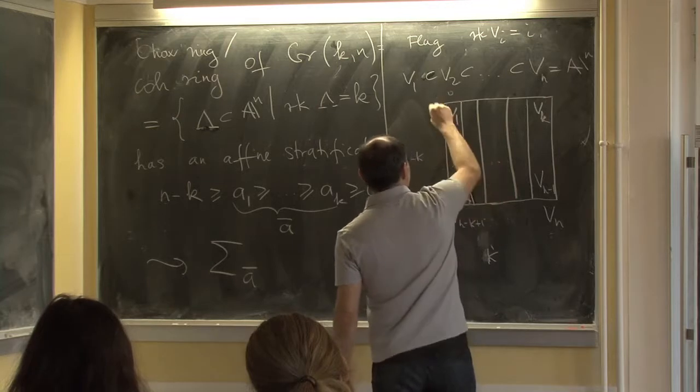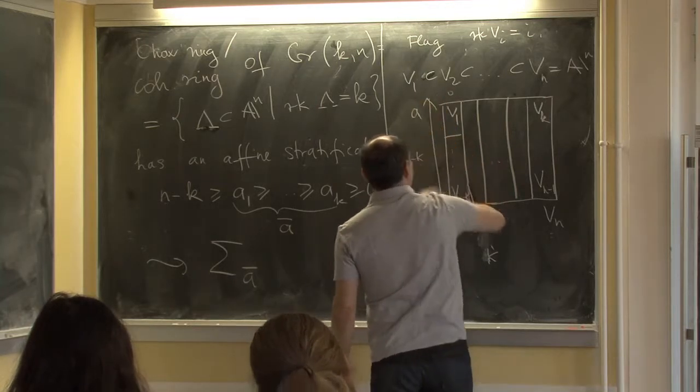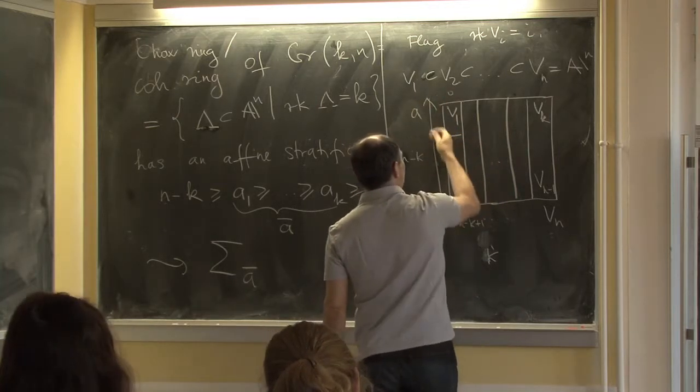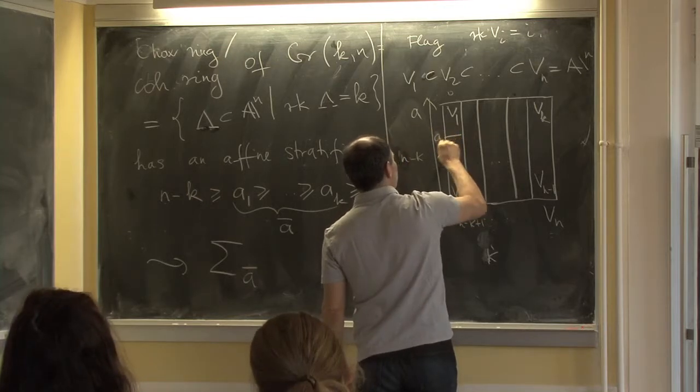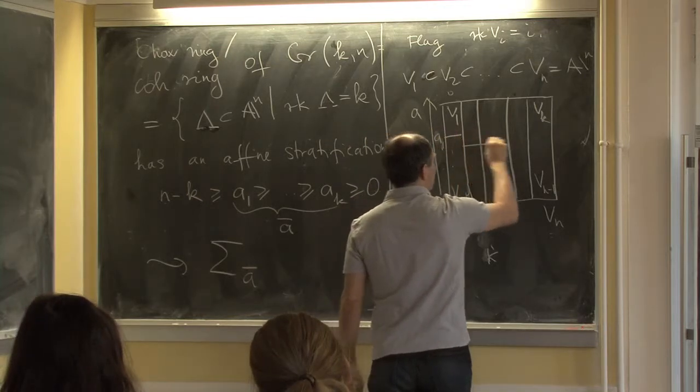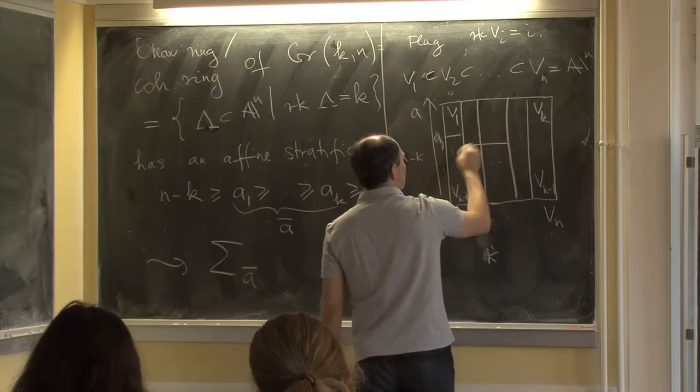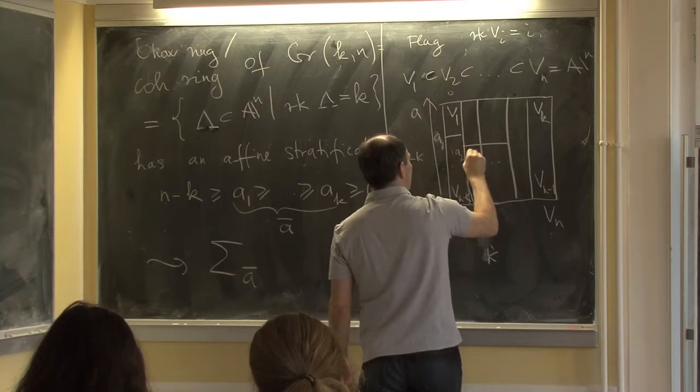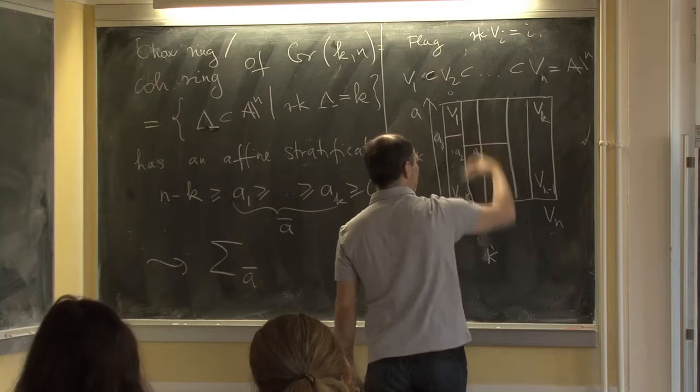This is the A axis, if you like. And so here is A1. And then next is going to be A2. And some of them could coincide. Of course, it's A2. This is A3. So this is the height of these things.